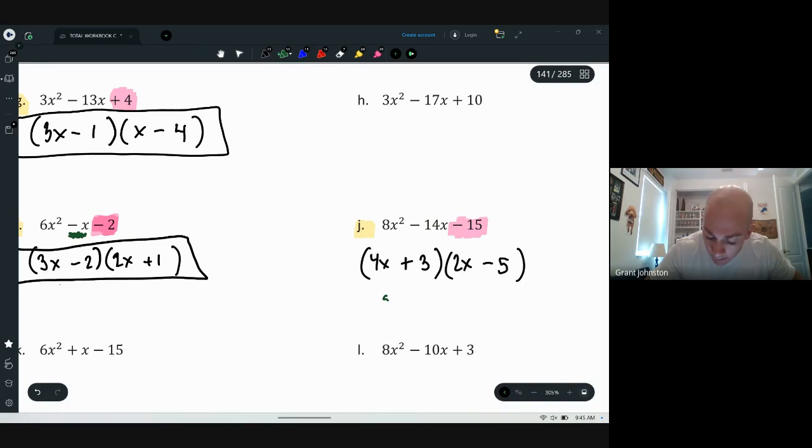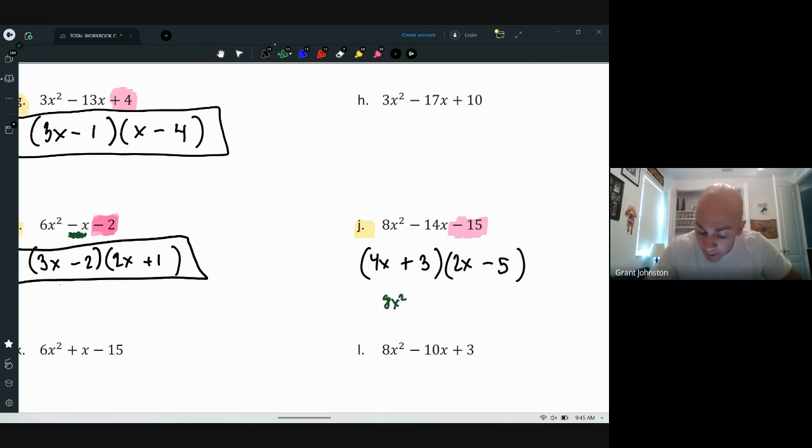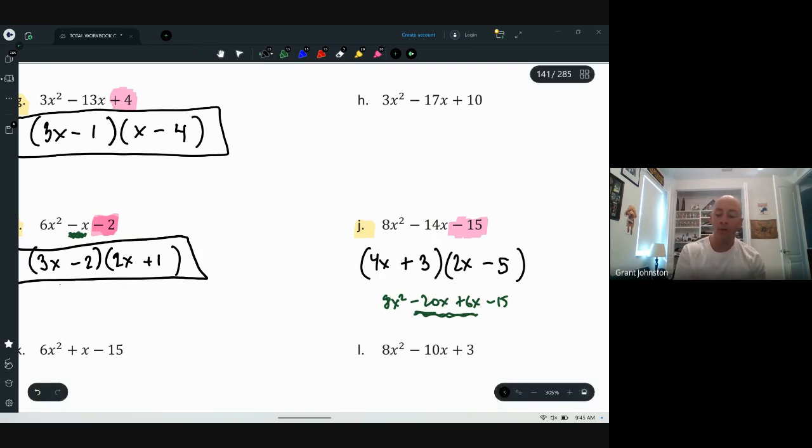4x times 2x is 8x squared. 4x times negative 5 is negative 20x. 3 times 2x is 6x. 3 times negative 5 is negative 15. And in fact, negative 20 plus 6 is negative 14. That means I have factored this correctly.